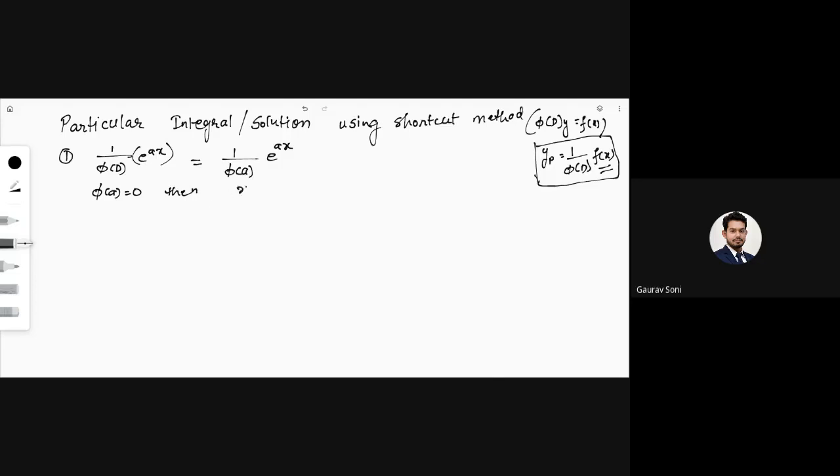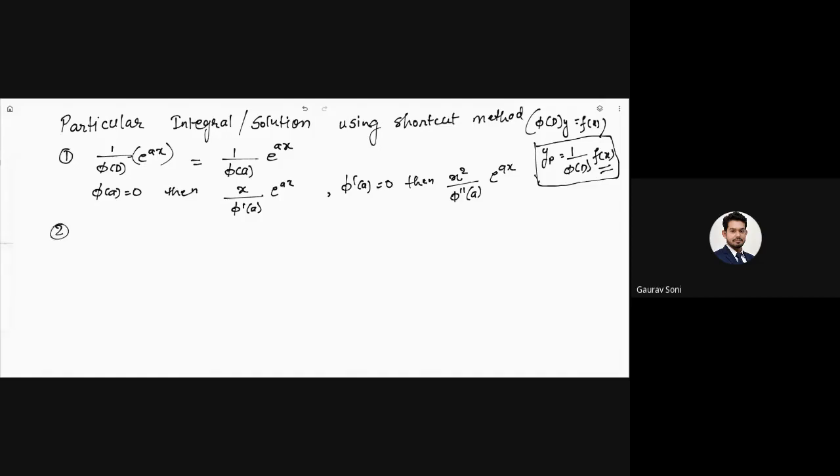what we do is we multiply the numerator by x. We take phi dash of a, e to the power x. Then again phi dash of a also can be 0. Then what we do is we once again take the derivative and multiply the numerator by x, so that will become x square upon phi double dash of a, e to the power x, and so on. This was the first case.